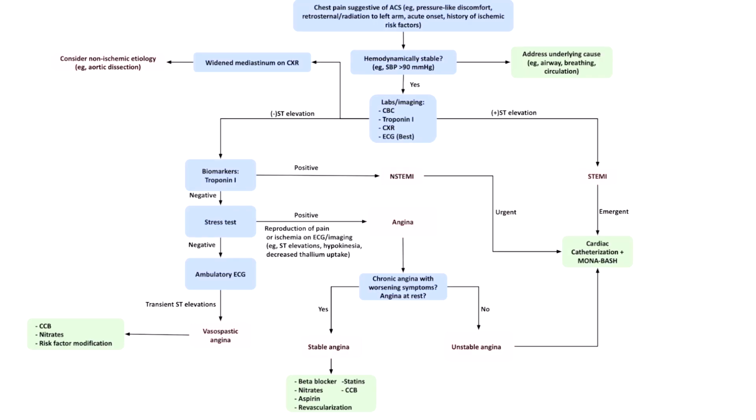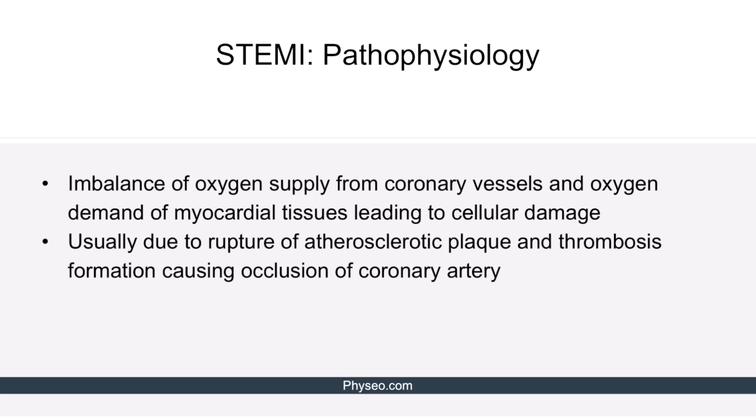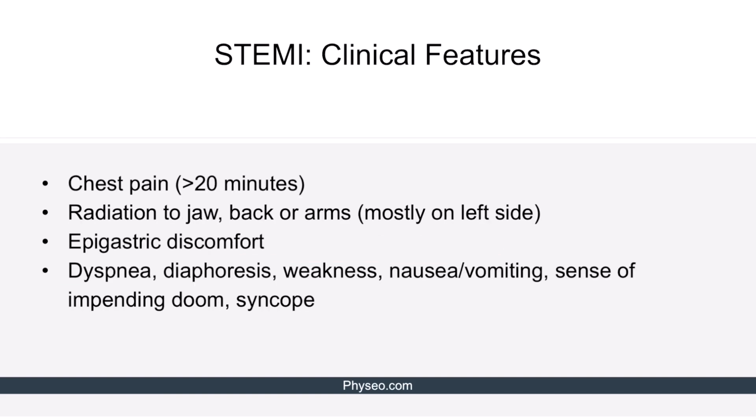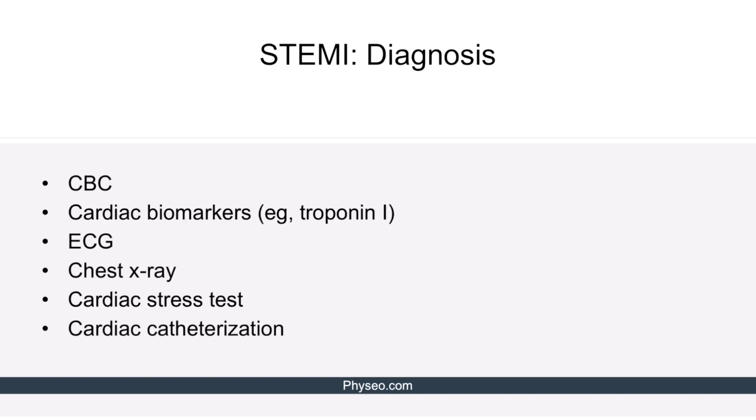Looking back at our algorithm, if obvious ST elevations are present at initial evaluation, then STEMI is most likely. The pathophysiologic cause of ST elevation myocardial infarction, aka STEMI, is very similar to that of NSTEMI, usually due to the rupture of an atherosclerotic plaque which leads to thrombosis formation, completely occluded coronary arteries. Clinically, STEMI presents in an indistinguishable manner from NSTEMI, with all the same signs and symptoms. The diagnostic workup of STEMI is similar to that of NSTEMI, however, as the name suggests, on ECG, ST elevations will be present. This is cause for emergency cardiac catheterization.